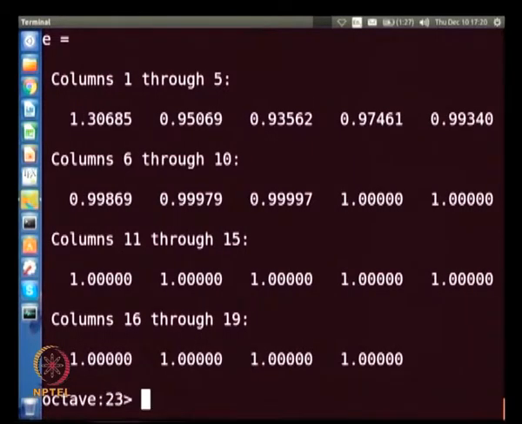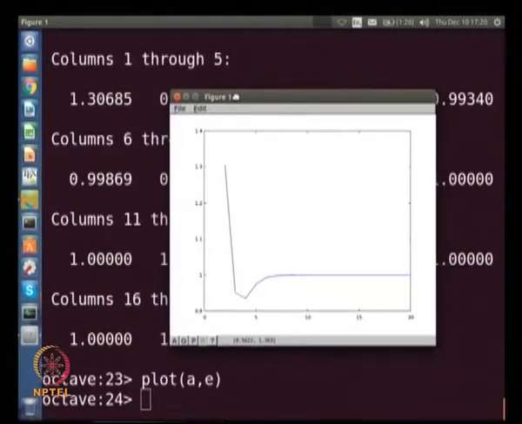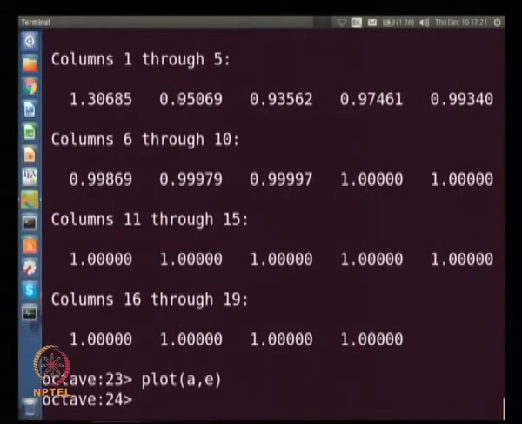So, I have the error. I can now plot a times error. A is nothing but the n, 2, 3, 4 etcetera up to 20, and E is nothing but the error that you calculate for those quantities. So, if I plot, you can see that initially the error is high and then it is coming down, but why does it come down to 1? You should not be getting 1. There is something still wrong.